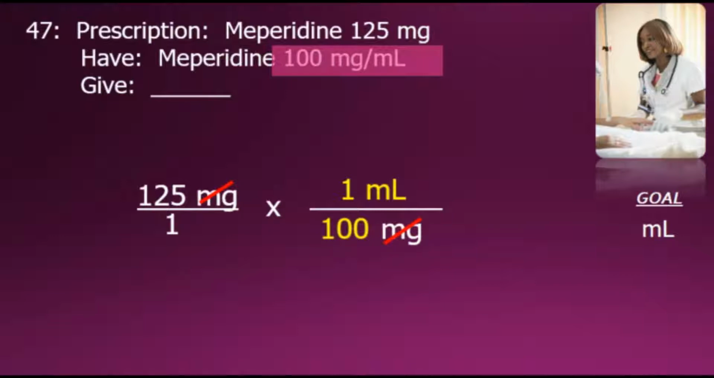To complete the process, we will multiply the numerators of each fraction together for the new numerator, and multiply the denominators together for the new denominator. Our unit is in milliliter, which was the goal for this problem. The last step is to do the indicated division of the numerator divided by the denominator, giving us a final simplified answer to this problem of 1.25 milliliters.